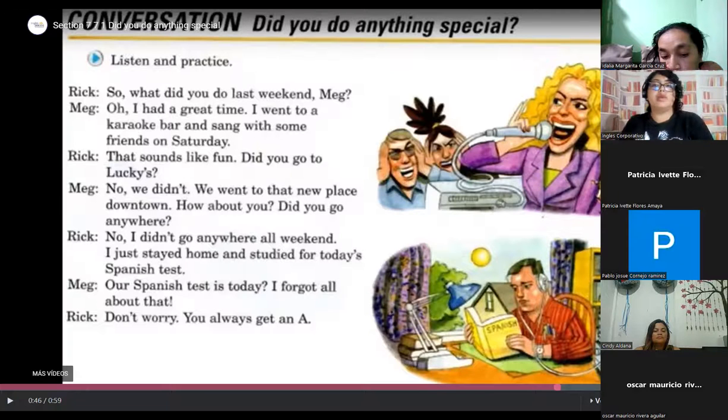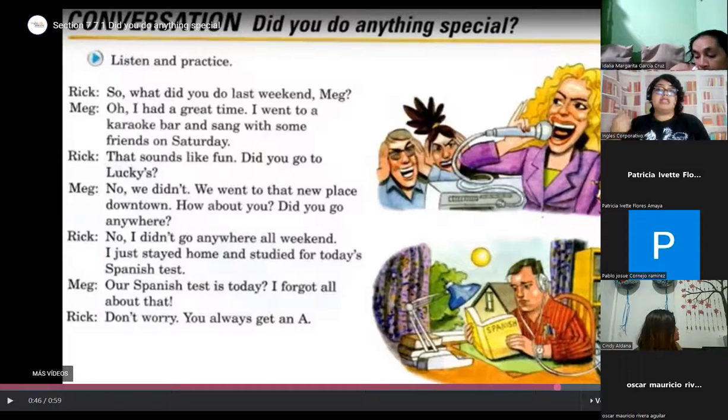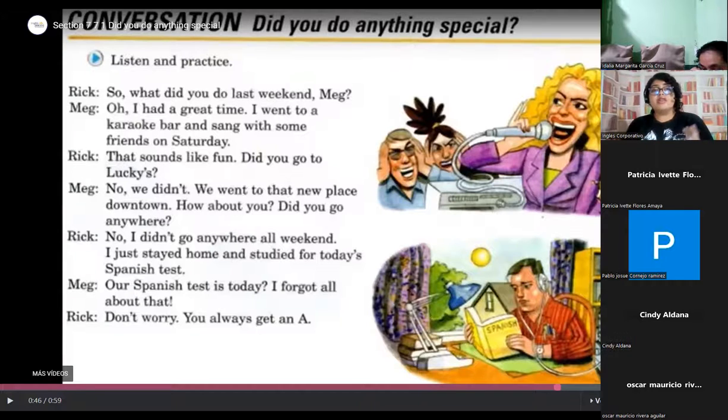So in this conversation, we have two different kinds of people. One is the people that like to go outside, the people that like to go out and have fun. And then we have the other person that prefers to stay home and study, read, watch a movie, do something in the house. But in this case, we're seeing the structure or the form in which they are expressing the things that they did on the weekend.